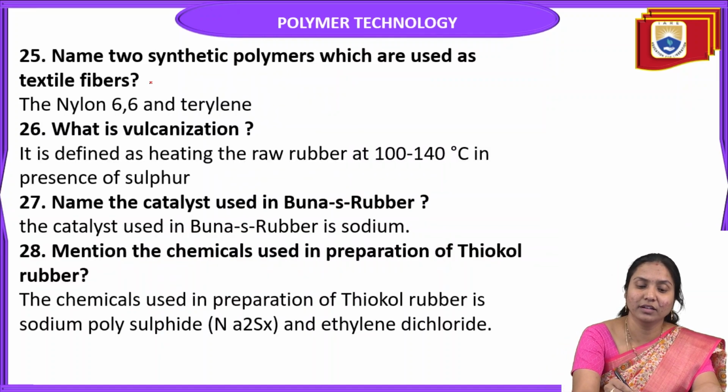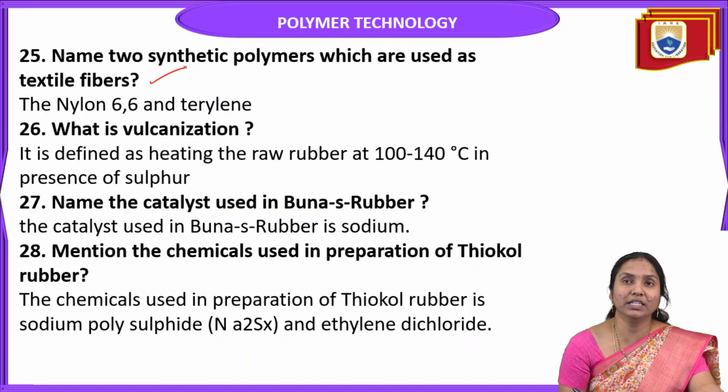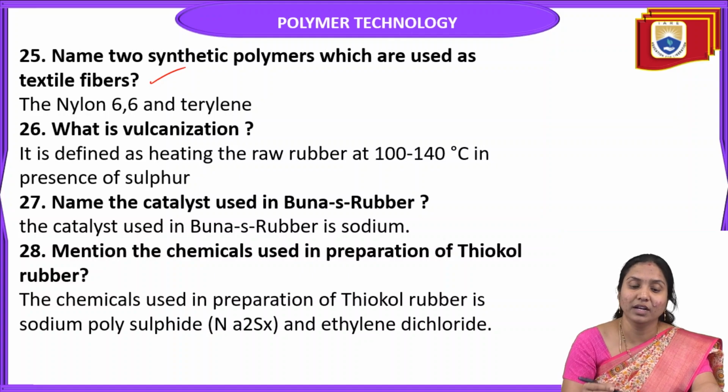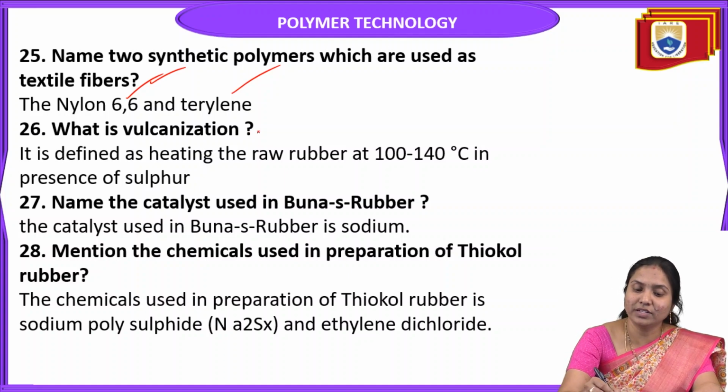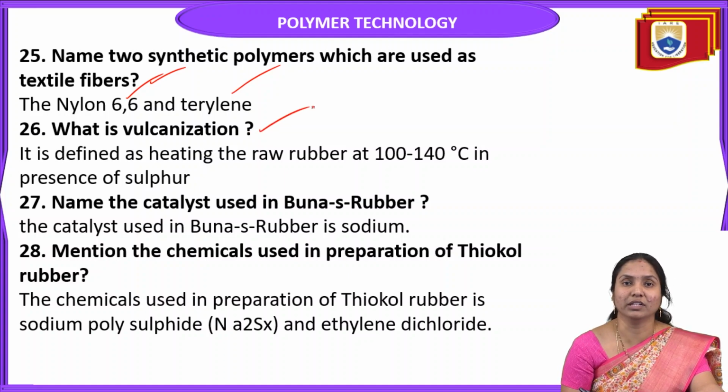And the next question is, name two synthetic polymers which are used as textile fibers. What are the synthetic polymers used in the textile industry? Nylon 66 and Terylene. These nylon 66 and Terylene are the synthetic polymers that are used as textile fibers in the textile industry.